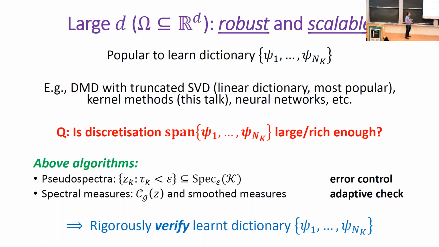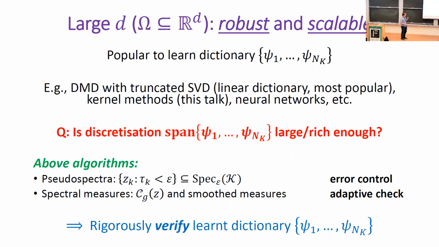So the above algorithms have some nice features. For example, when we're computing pseudospectra, we do so with error control or verification. When we're computing spectral measures via those Cauchy transforms and the smooth measures, we have an adaptive procedure to figure out whether this dictionary is rich enough. So it's possible to verify the learned dictionary after you've done the computation. You might come to me and say, hey, I've computed this dictionary, does it work? I'll go away and say, the spectra aren't very good, maybe try something else. You go away, you try it again, you come back, and then it works. So you've got a way of checking afterwards.